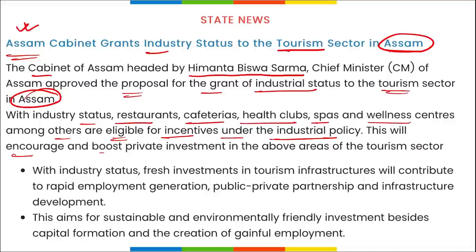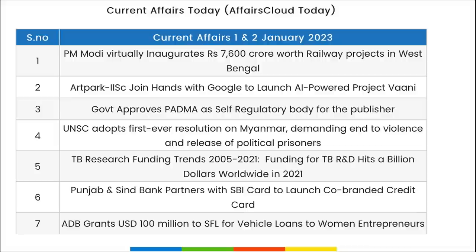Highly important. So friends, that's all for the day. Now let's go for a quick revision. Prime Minister Narendra Modi has inaugurated 7,600 crore rupees worth of railway projects in West Bengal. ArtPark, IISc has joined hands with Google to launch the AI-powered project Vani.